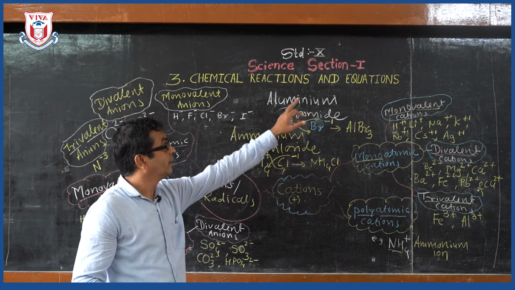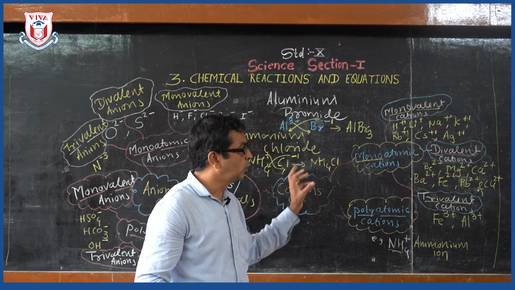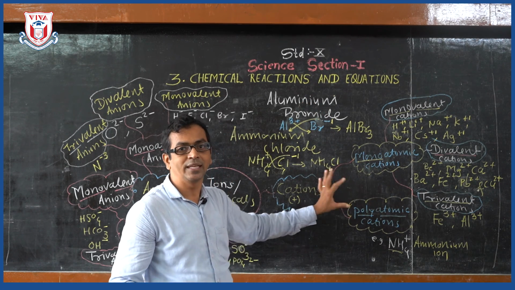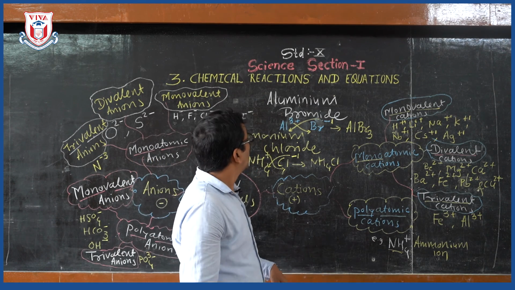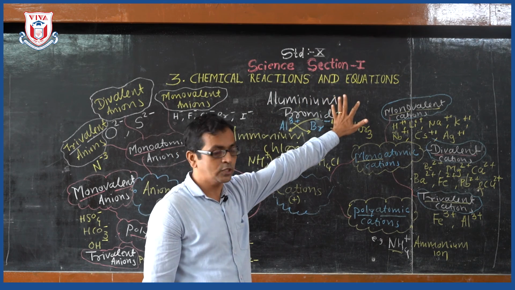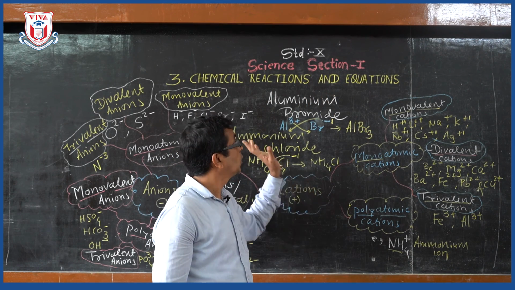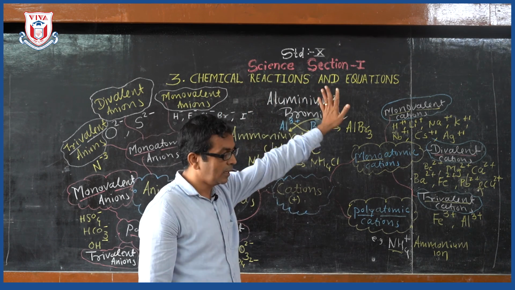Okay, understood what is the use of this chart? You have to make formulas. To make a formula you require this. So you should be very thorough with these ions. Okay. Now we will study chemical reactions and chemical equations. By using this chart we will study this chapter, that is chemical reactions and chemical equations.